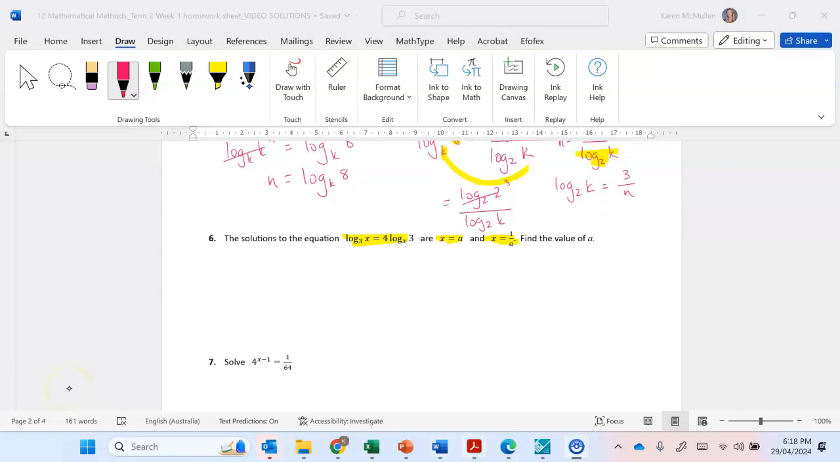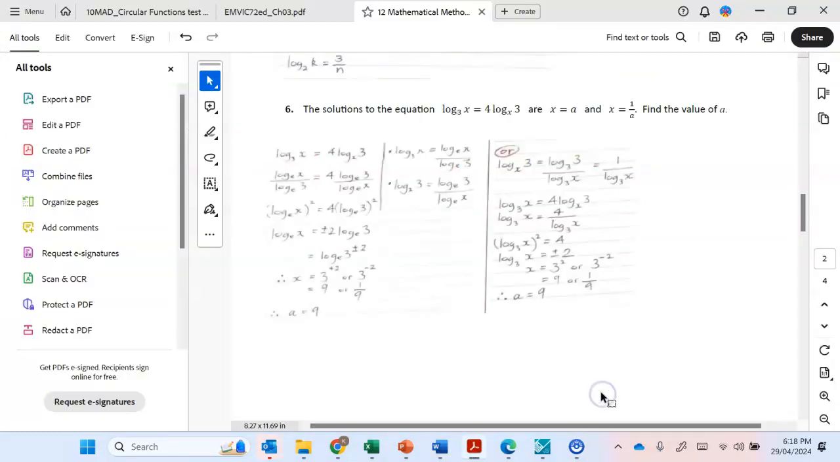For this question, you'll notice there are 2 different ways in the solution you can do it. In this first one, they've changed the base for both of them to e. And then the second method, so this side is your first method, this is another method, they've only changed the base of x to 3.